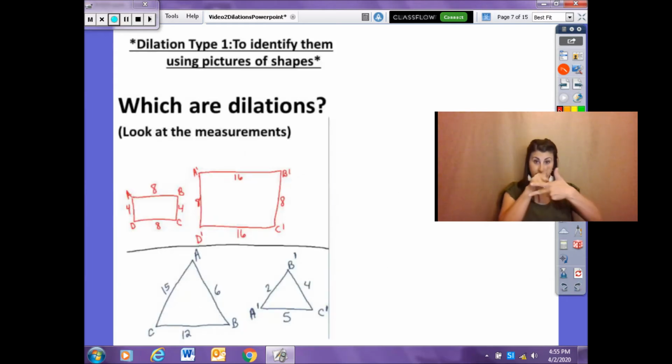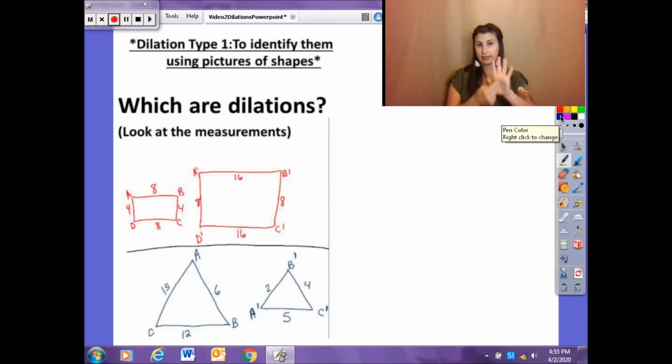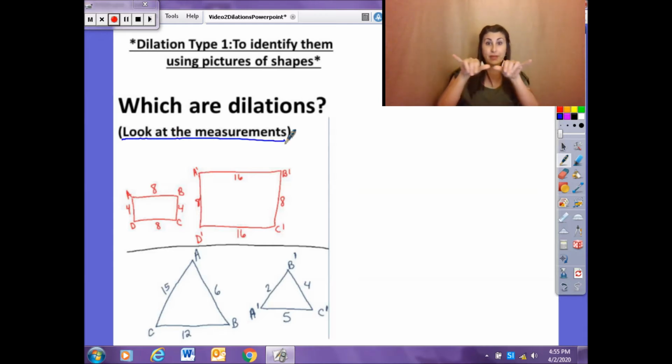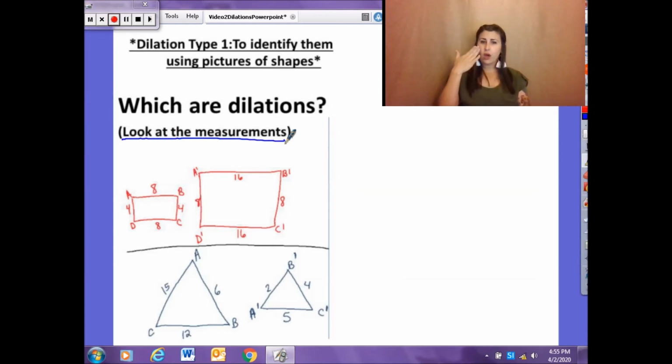So this is type 1, identify them using pictures. It says which are dilations. So let's just try to figure out which ones are dilations in these 2 examples. And it says look at the measurements. Well, I know that the dilations all have to be proportional. So they all have to make sense.